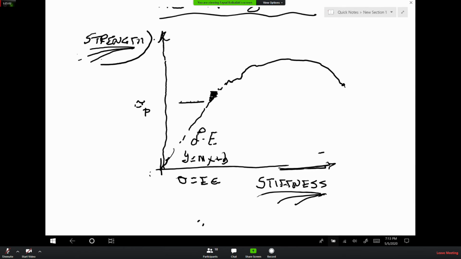So this is linear elastic, and if this is sigma yield, then this is non-linear elastic, but it's still elastic, just non-linear. So sigma p is the end of the linear elasticity, whereas sigma y is the end of elasticity. And the distance between p and y is the non-linear elastic region.